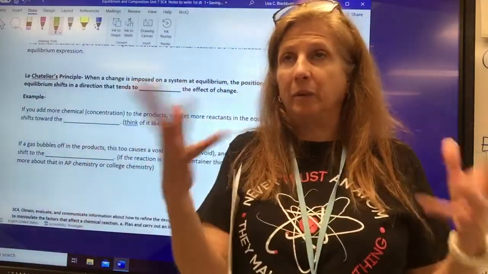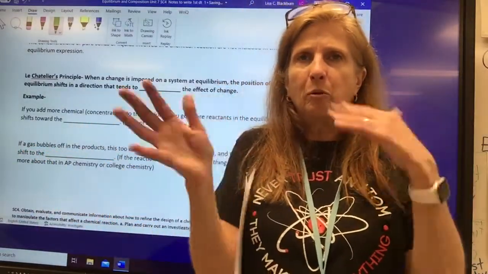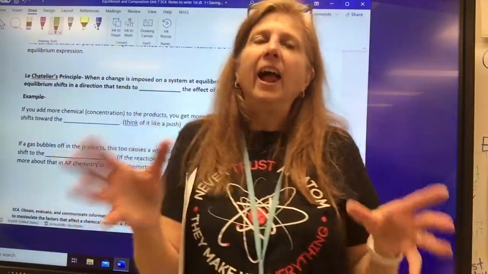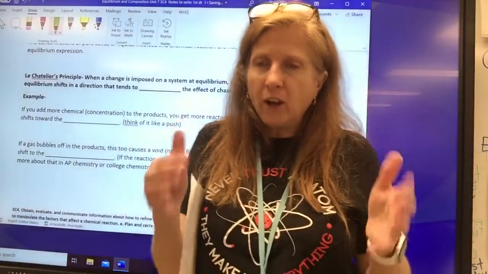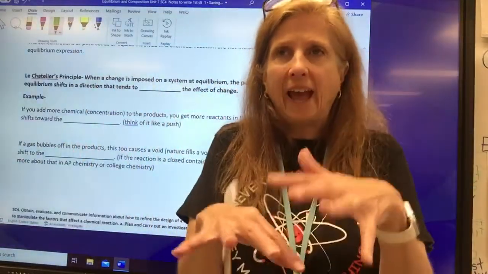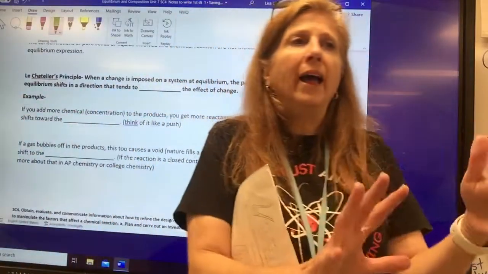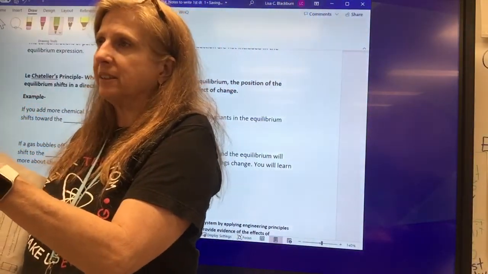Now that's fancy, but let me explain it to you. Say you've got a cauldron, double, boil and trouble. You're a witch and you're adding stuff to your cauldron, okay? And you want more products. So what you would do is add more reactants, and that would push your equilibrium away from the reactants to the products. Does that make sense?